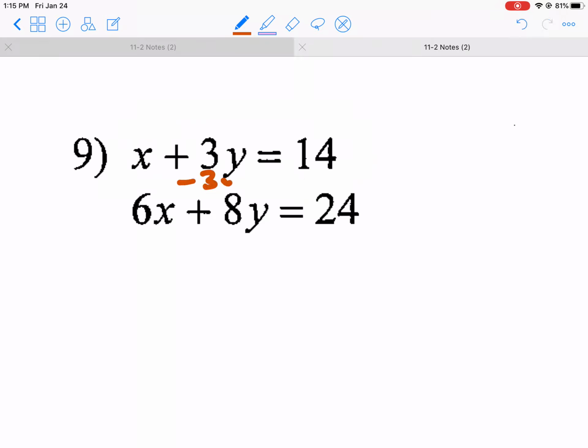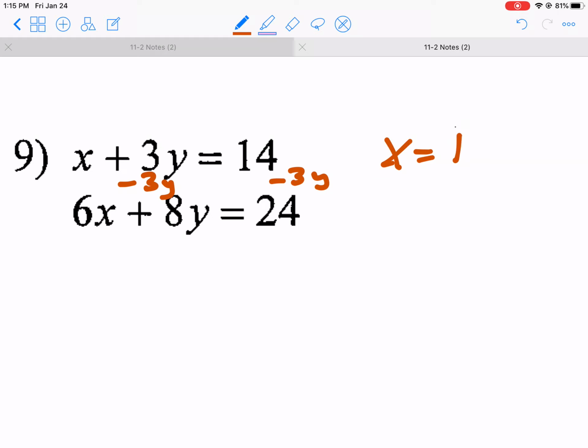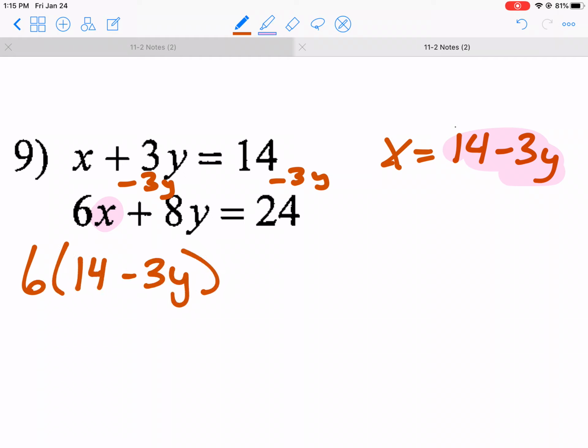All I have to do is subtract 3y from both sides. So that equation becomes x equals 14 minus 3y. Now what I can do is take that thing that I found that x equals and substitute it into the other equation for x. So that will look like 16 times 14 minus 3y, and then we'll keep going with the rest of this equation, plus 8y equals 24.